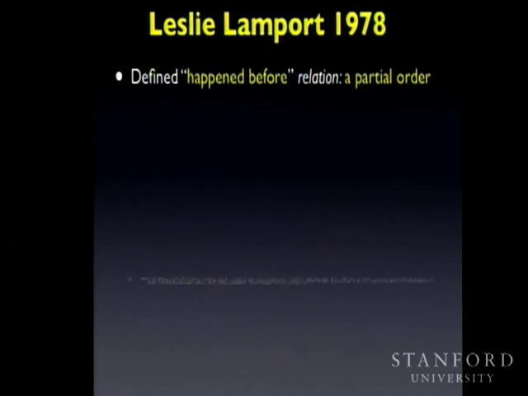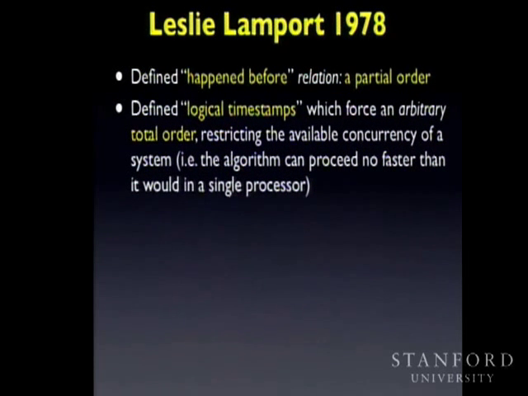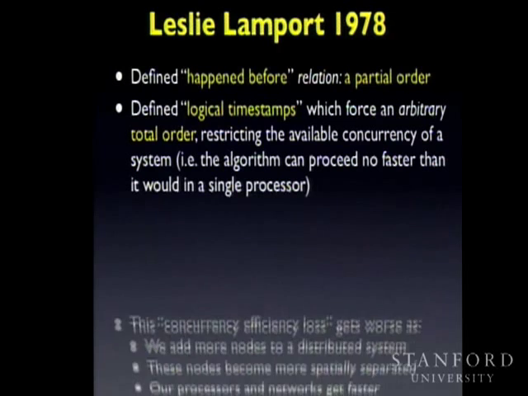Well, Lamport's happened-before relation defines a partial order. And what he also did was define these logical timestamps, which force an arbitrary total order on the system in order to be able to restrict the available concurrency. And that's essentially what we're doing: we're restricting the available concurrency of the system in order to be able to get a handle on the ordering of events that's coming in. Now, it's important, because if you're dealing with a file system, for example, that's updating a file, then you've got to get the order of events correct, otherwise you're going to get corrupted data. So consistency of data depends on the correct ordering of events. That's a really important issue.